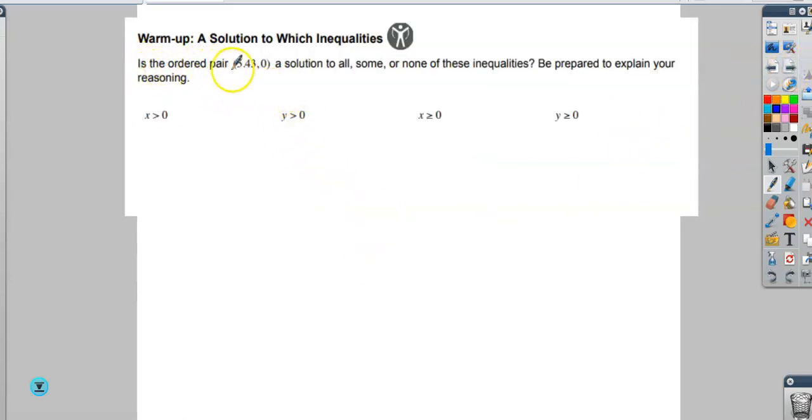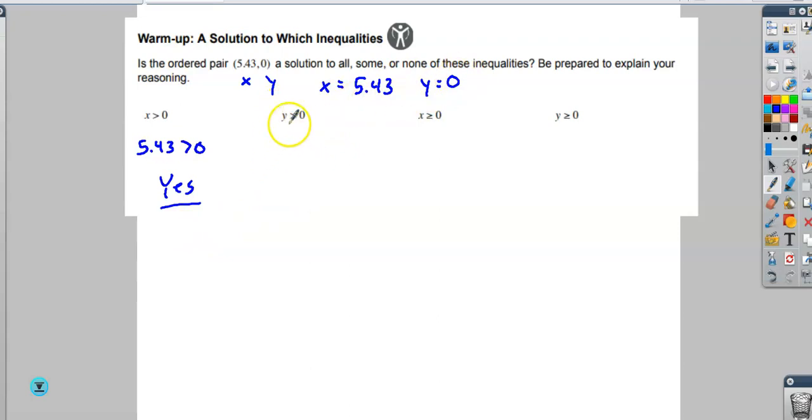If you have the ordered pair 5.43 comma 0, is that a solution to these inequalities? Pause, try that, and see. Okay, so is the x greater than 0? Remember, this is x, this is y. So your x equals 5.43, your y equals 0, right? Is the x value, 5.43, greater than 0? Yes. So you should have said yes.